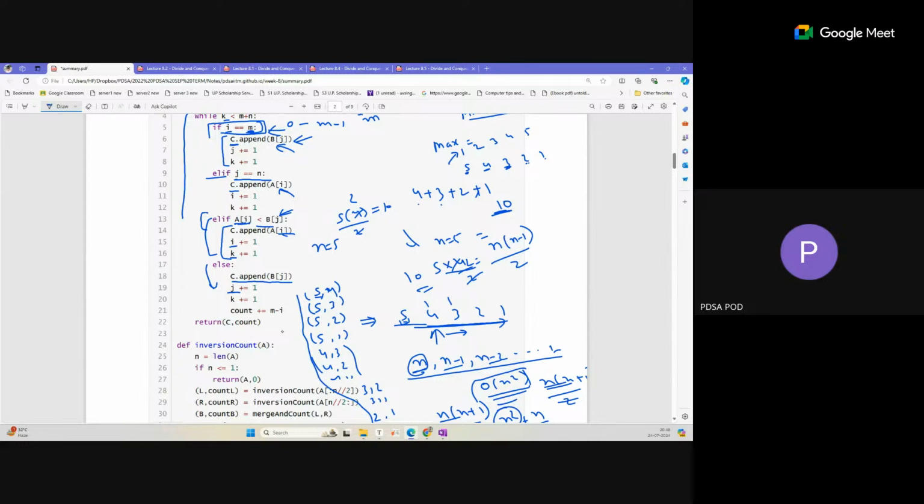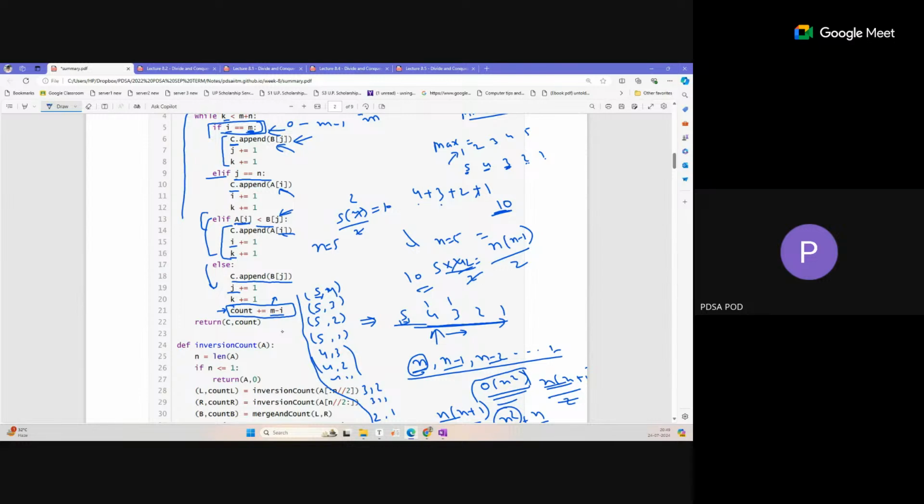We are shifting the j pointer by 1, the k pointer by 1, and here you can see we are directly incrementing our count value by m minus i. So m is representing the size of a, minus i. So you will directly get this information: how many inversions, the inversion count, you are getting with respect to the b[j] value. You are directly incrementing this in one constant step. You are not traversing, you are not comparing with all the elements.